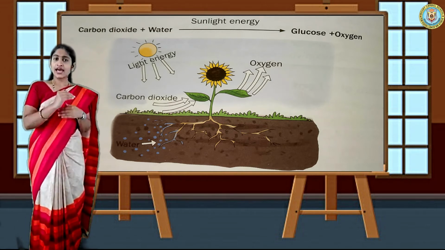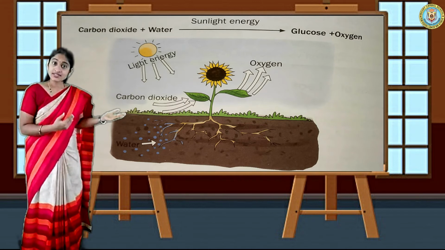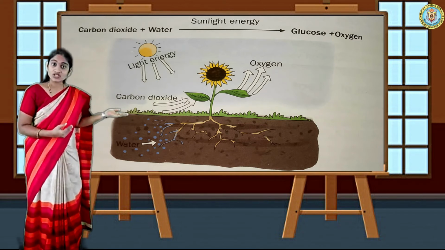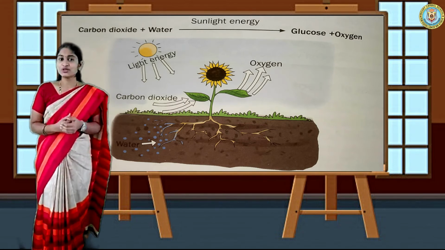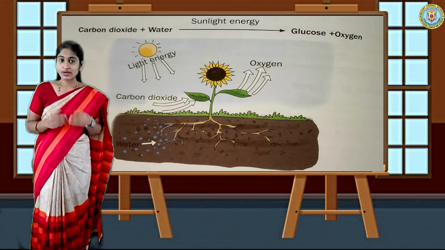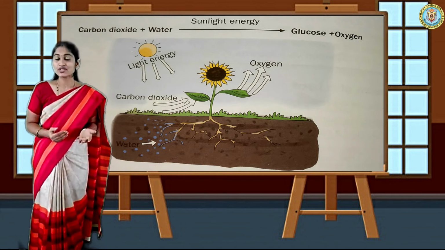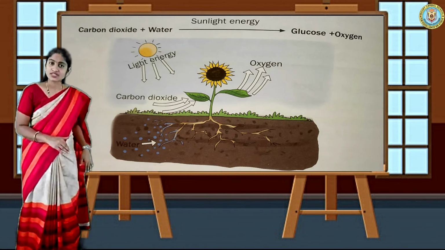By mixing these elements, what is released? Glucose and oxygen. Oxygen is very important for human beings for breathing. Isn't it, my dear students? This is about the photosynthesis process.